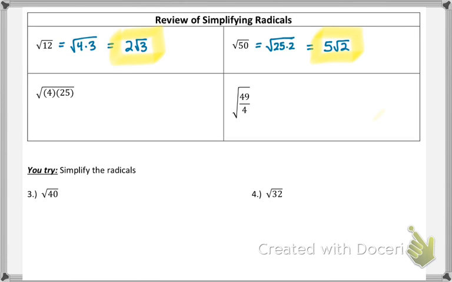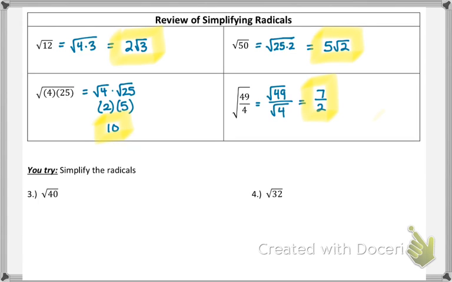Okay, so properties of radicals. When you're taking the square root of 4 times 25, you can break it up as the square root of 4 times the square root of 25. And then that just becomes 2 times 5, which is 10. And similarly, when you're taking the square root of a fraction, you can break it up. This is the same as the square root of 49 divided by the square root of 4, which becomes 7 over 2, and you can leave your answer as a fraction.